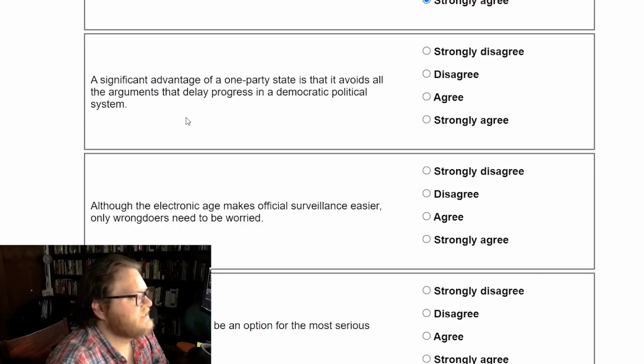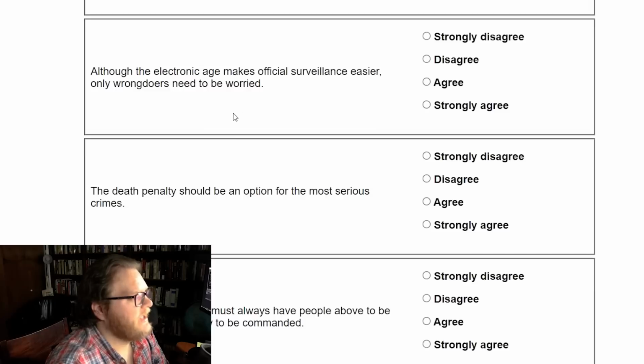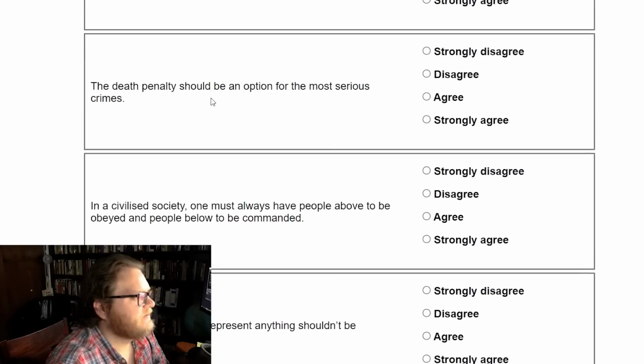Strongly agree. A significant advantage of a one-party state is that it avoids all the arguments that delay progress in a democratic political system. Disagree. Although the electronic age makes official surveillance easier, only wrongdoers need to be worried. Strongly disagree. The death penalty should be an option for the most serious crimes.